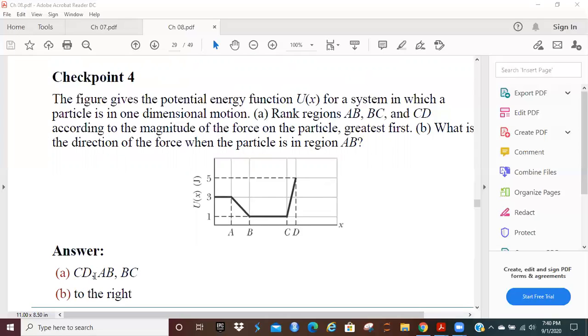Obviously you can see the answers here, but let's take a look and see why. Our potential energy here is going to be going substantially up. And can you tell me how the potential energy and the force are related to each other?